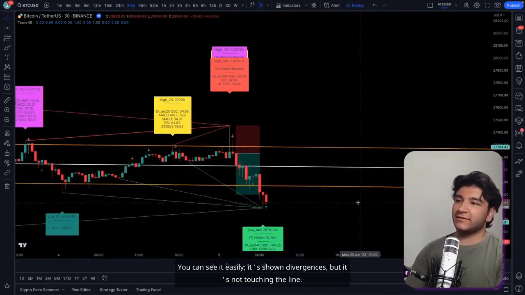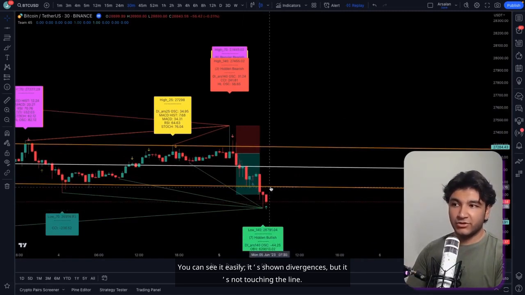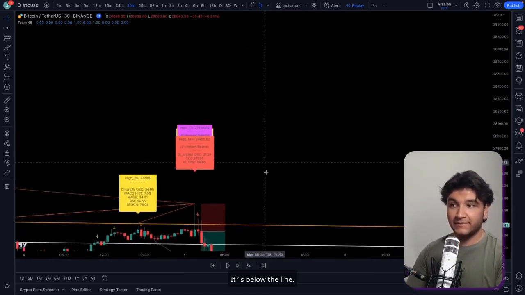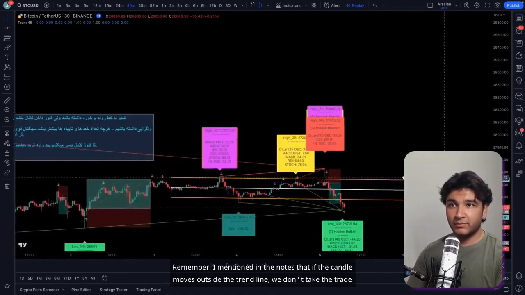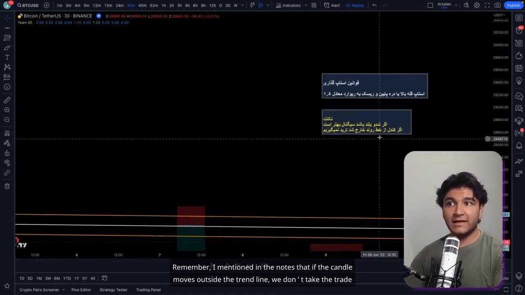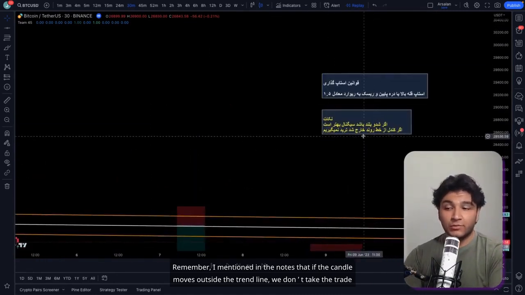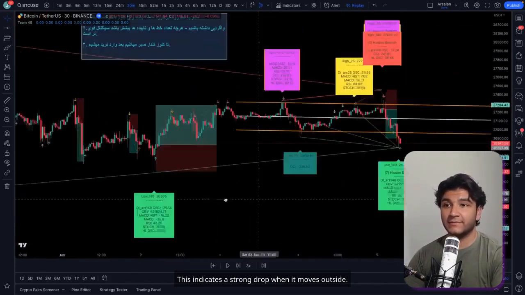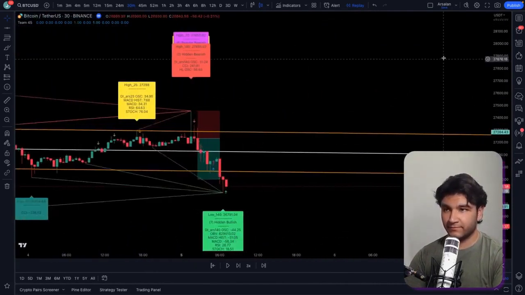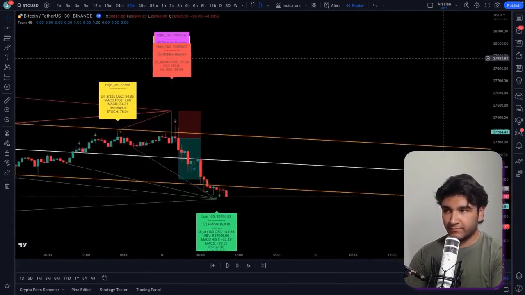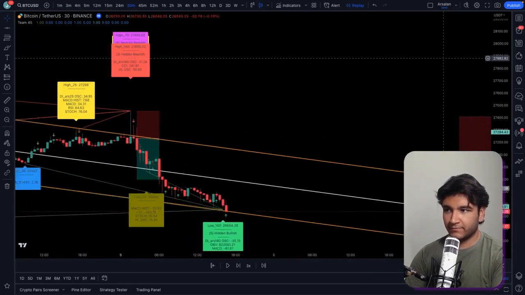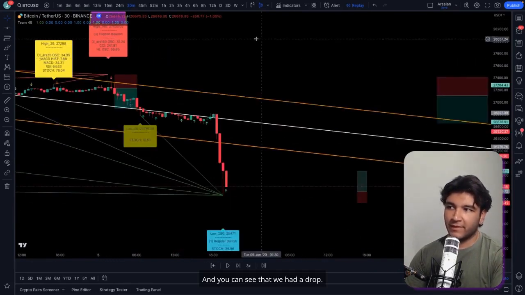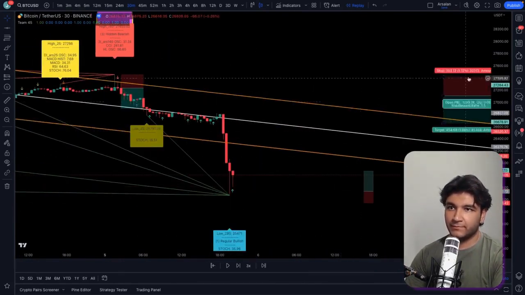You can see it easily. It's shown divergences, but it's not touching the line. It's below the line. Remember, I mentioned in the notes that if the candle moves outside the trend line, we don't take the trade. This indicates a strong drop when it moves outside. And you can see that we had a drop.